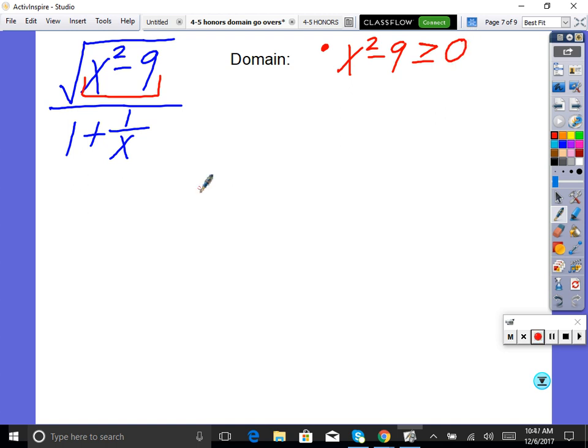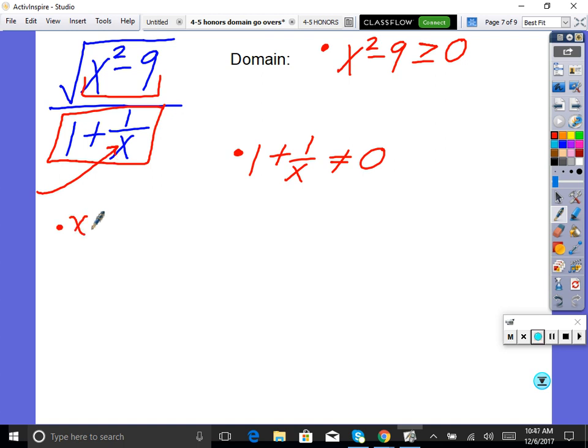Okay, I'm going to give myself some room. My next restriction, my next problem would be right there. So it'd be true to say 1 plus 1 over x cannot be 0. And then my next restriction, x cannot be 0. So I'm going to just circle that one for a second so that I can keep straight all of them, and then we'll put it together.